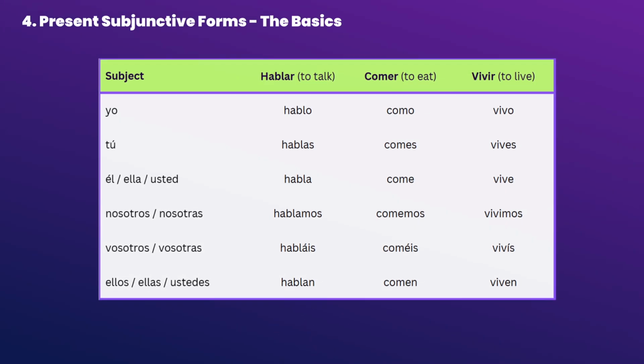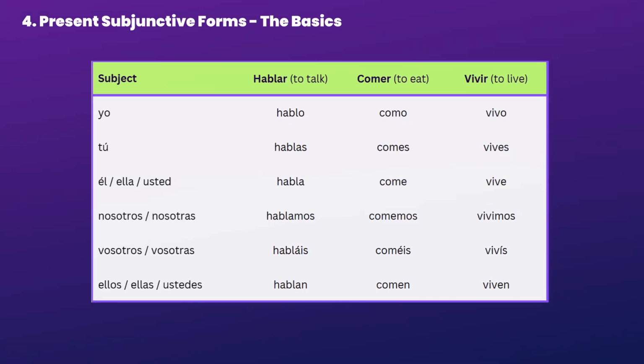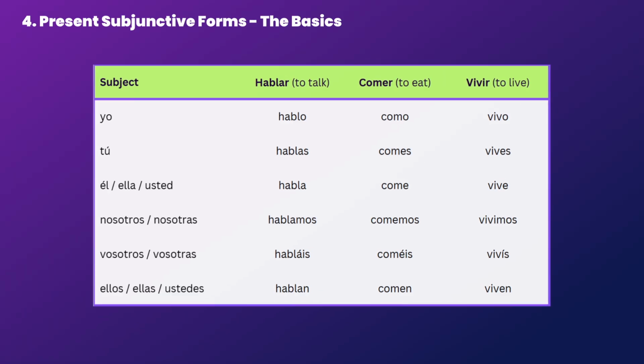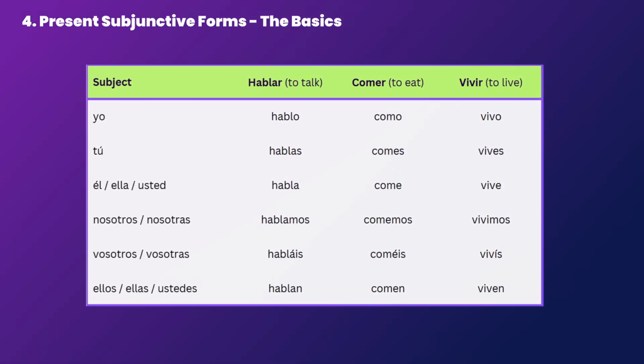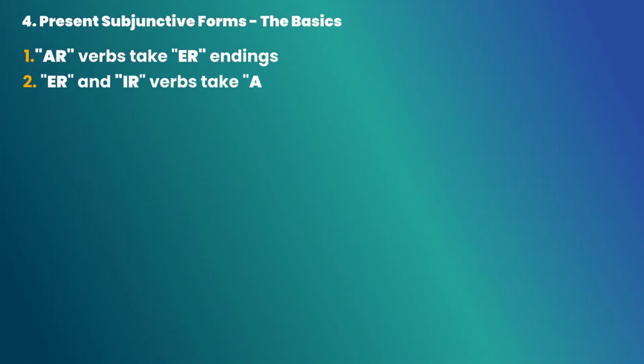Here are their conjugation tables for a normal indicative present tense. None of that should be new to you if you've been learning Spanish for longer than 2 weeks. Now, in order to form a present subjunctive tense, all you have to do is to switch the endings. That is, number 1, AR verbs take ER endings, and number 2, ER and IR verbs take AR endings.